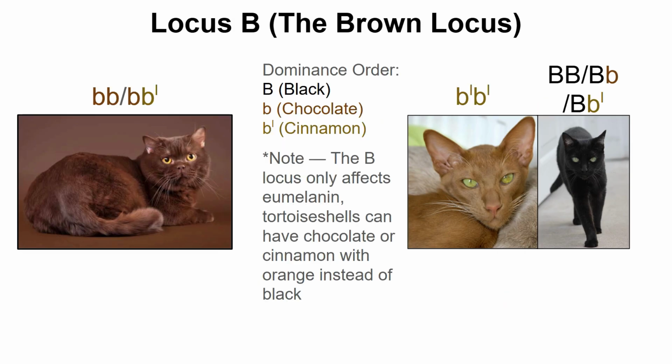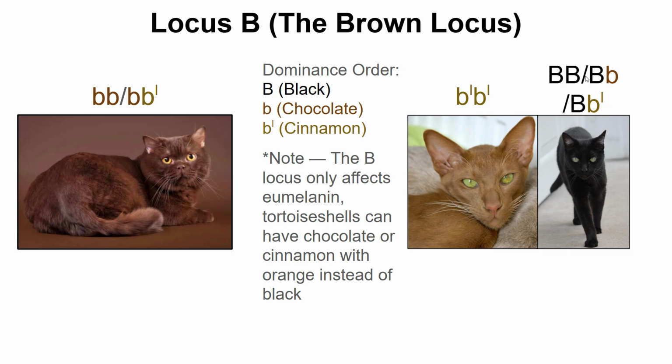The next locus is the brown locus, or locus B. This one is not sex-linked, meaning all of them have two copies from each parent, no matter if they're male or female. The dominance order for this locus is big B, little b, and then b1. So big B is black, little b is chocolate, and then b1 is cinnamon.